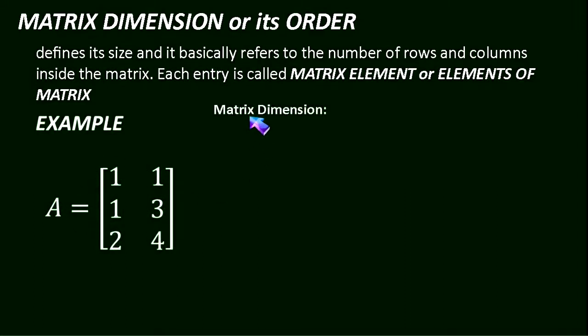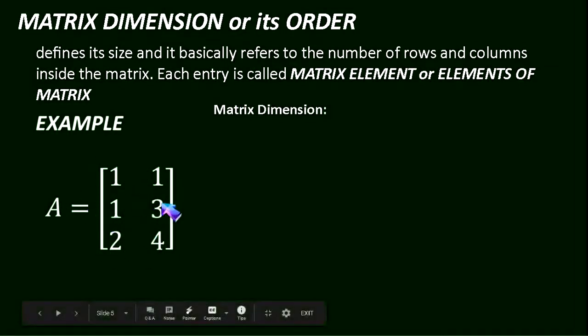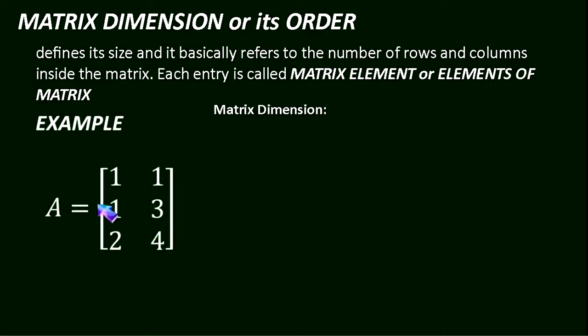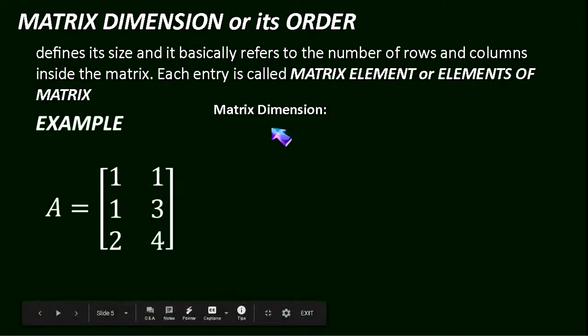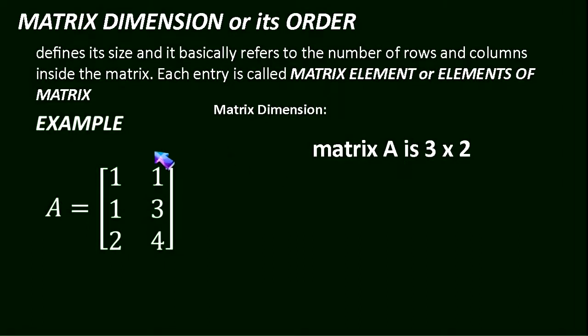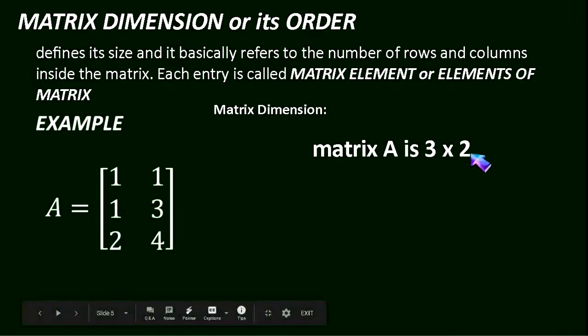So what is the matrix dimension of our example? So what is our matrix dimension? So dimension, we have 1, 2, 3. 3 rows. 1, 2. 2 columns. So our matrix dimension here is 3 by 2. So 3 rows, 2 columns.